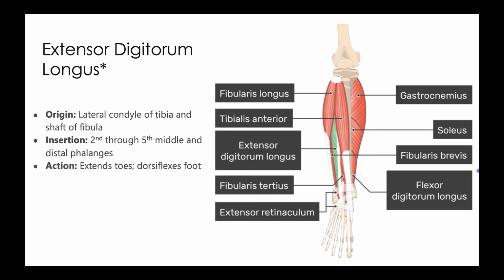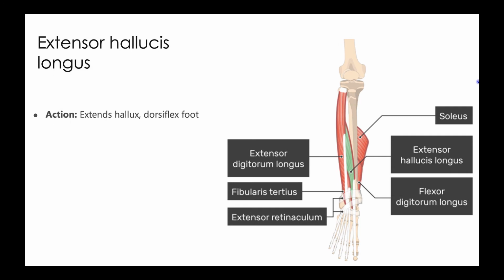Extensor digitorum longus, an antagonist to flexor digitorum longus. We have an origin of the lateral condyle of the tibia. We can see it right down here in green, and so it's kind of covered up by tibialis anterior and fibularis longus. And then it inserts on the 2nd through 5th middle and distal phalanges. It's going to extend those toes or extend those digits, but it also helps with dorsiflexion. Extensor hallucis longus is going to extend our hallux as well as dorsiflex our foot.